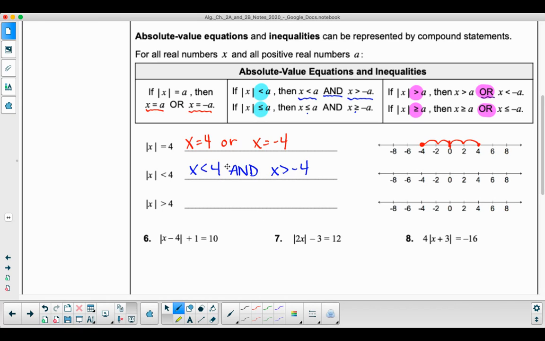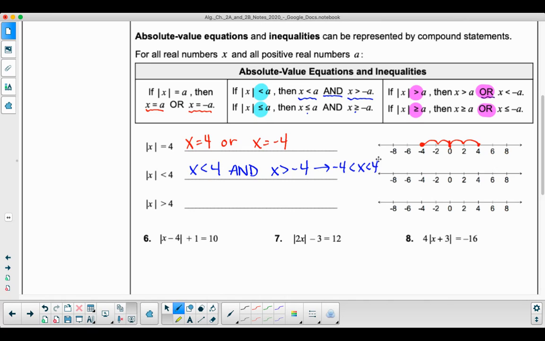Now, with these and statements, you can write them in an alternative way. This is a compound inequality, but we can also say, okay, since x is greater than negative 4 and less than 4, we can write it as being in between those two values, like this. So you can write it as x less than 4 and x greater than negative 4, or you can write it as x is between negative 4 and 4. It's the same thing. They are equivalent statements.